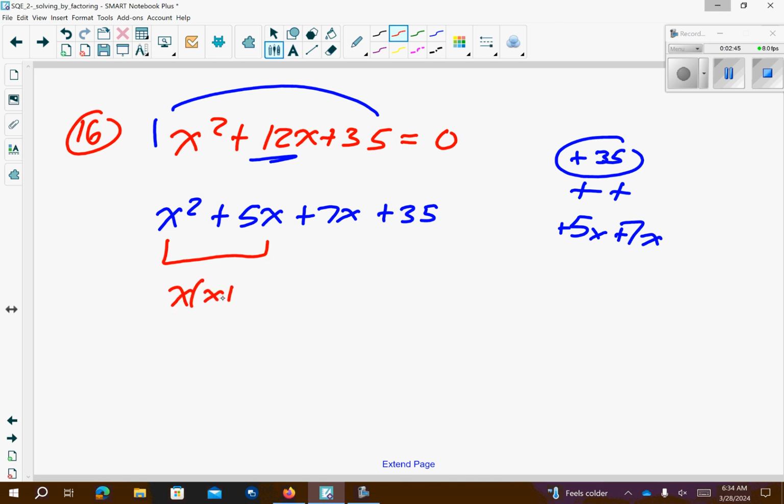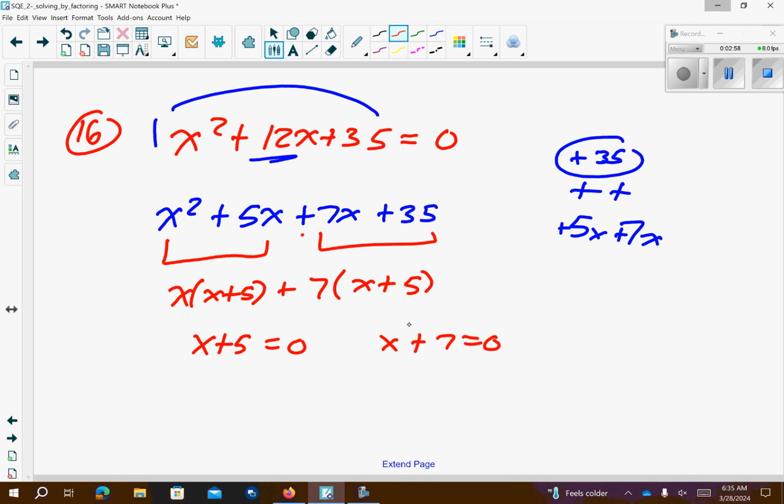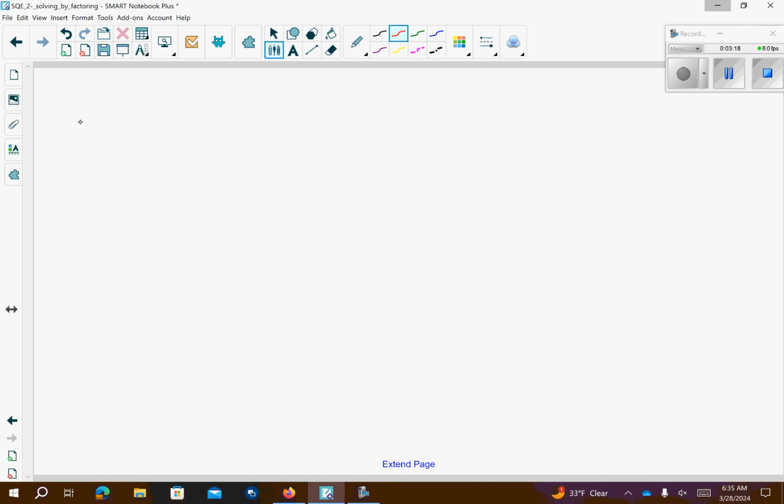I factor an x out of both of those. The middle sign comes down. This is what we have been doing. We factor a 7 out. I'm left with that. So they have x plus 5. I'm going to set that equal to 0, and then I have x plus 7. I'll set that equal to 0. So subtract 5 from both sides. And subtract 7 from both, so I get negative 7. So if I plug negative 5 into the original equation, or plug negative 7 into the original equation, it would equal 0.